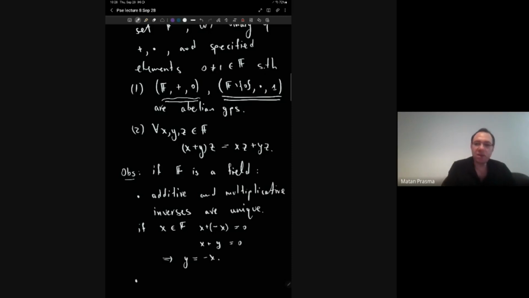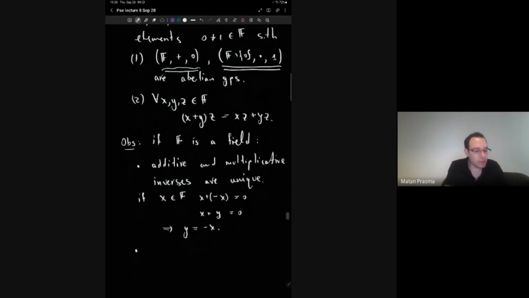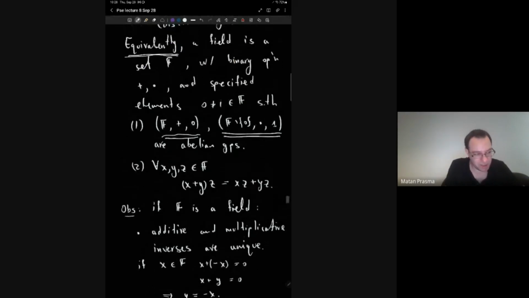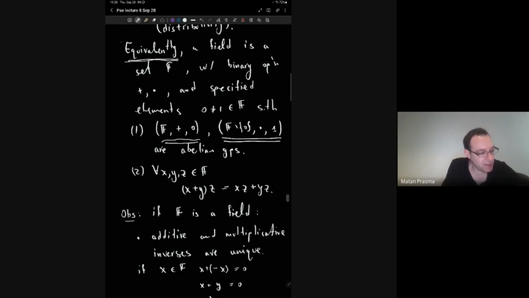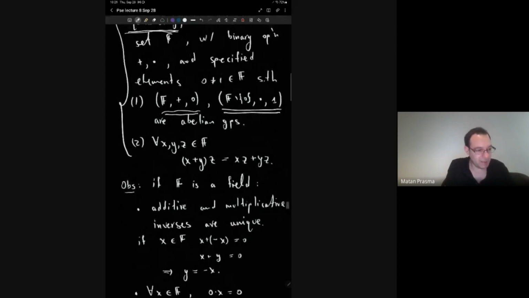So this is one observation. The second observation is, well, what happens when you multiply an element by zero? So I claim that for any x in F, zero times x is zero. And this, if you look at the axioms, let's say you look at the compact definition, it does not appear there. But it follows automatically from the axioms.